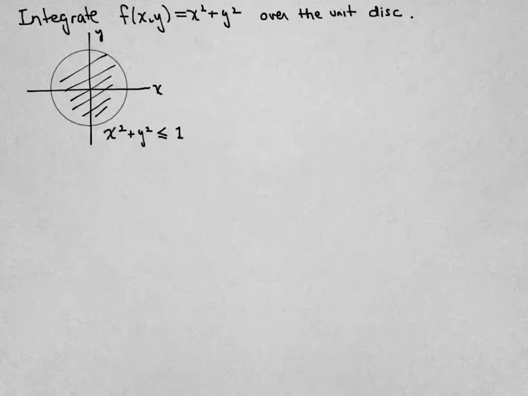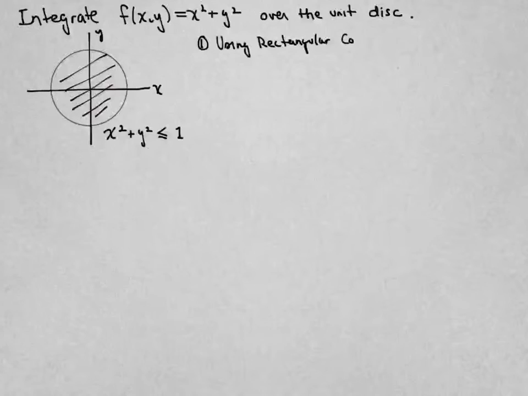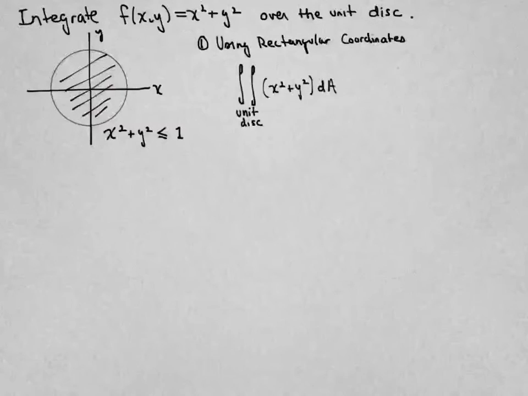In this video, we'll integrate the function x squared plus y squared over the unit disk, which is the set of points consisting of x squared plus y squared less than or equal to 1. Let's first set up the problem in rectangular coordinates, although it's going to be difficult to compute it this way, so we won't carry out the calculation, but it's worth the time setting it up and then comparing to what will happen when we do it in polar coordinates, where it will be much more effectively computed.